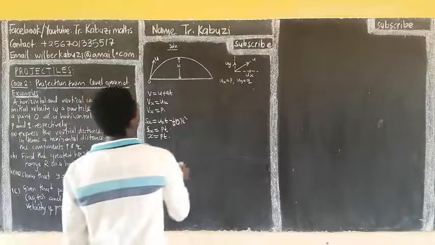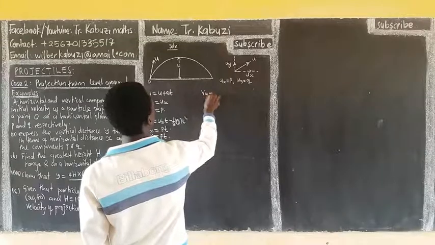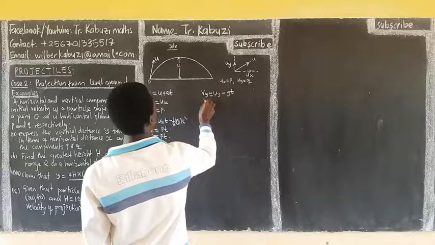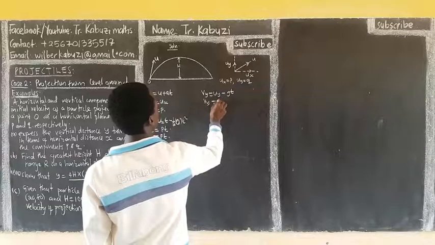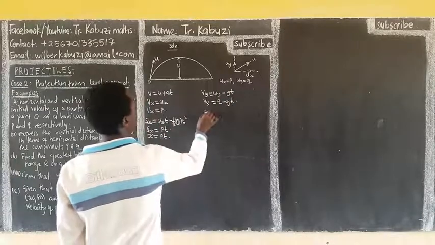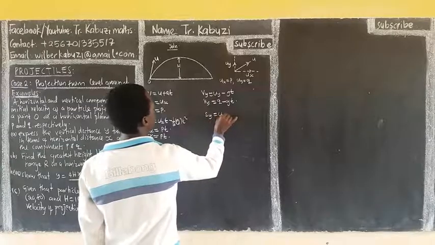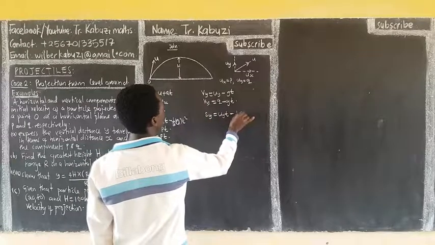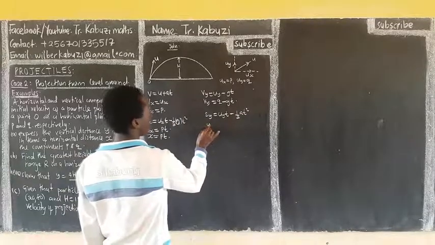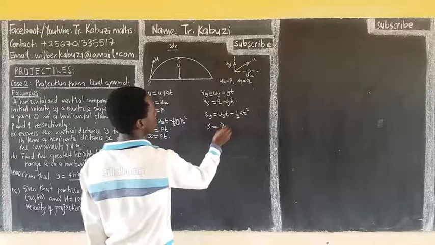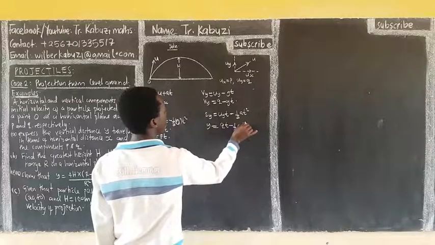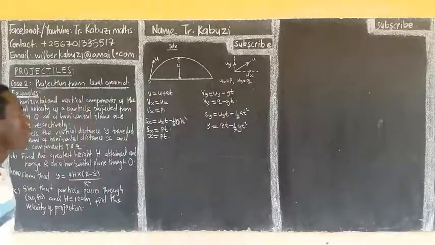And when I come to Vy, it is going to be Uy minus gt. So my Vy will be my Uy, which is Q, then minus gt. What about the Sy? It would be Uyt minus a half at squared. So my Y equals Qt, then minus a half g t squared. Acceleration is negative because gravity is acting downward.